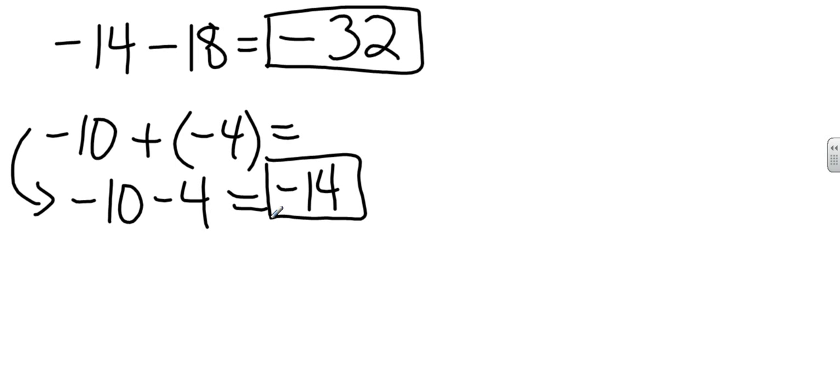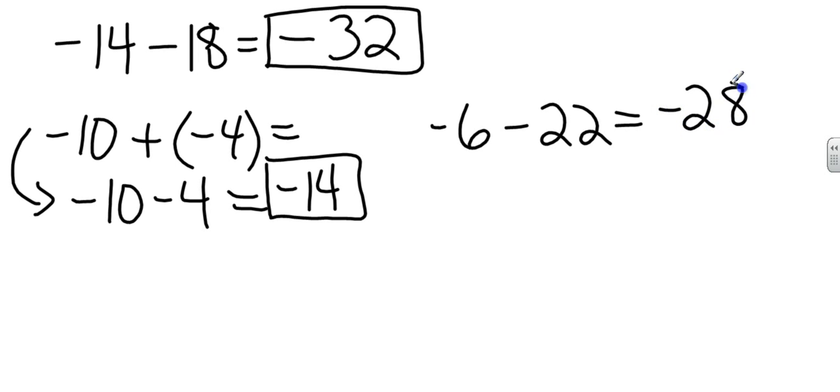Now let's do one more of those. How about negative 6 minus 22? I lose 6, I lose 22, I add them together, and I've lost a total of 28. Sometimes I call this the double loser effect. I lose, so I've lost more, and I add them all together.